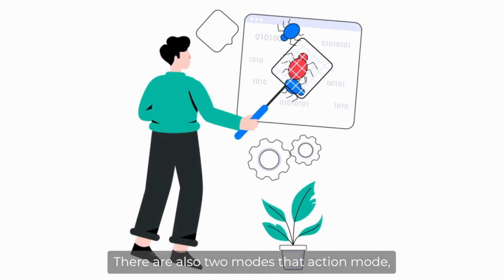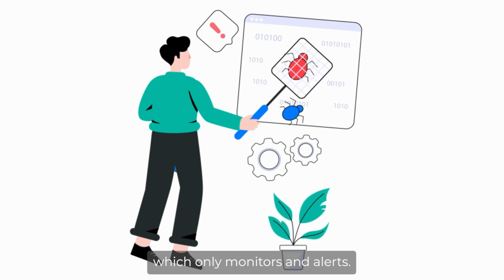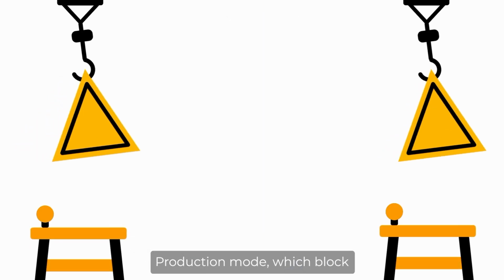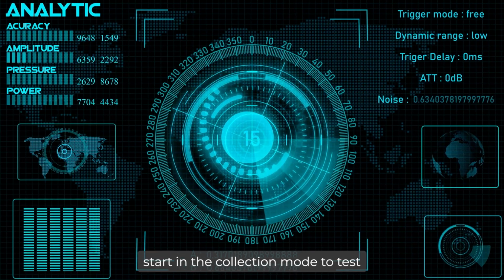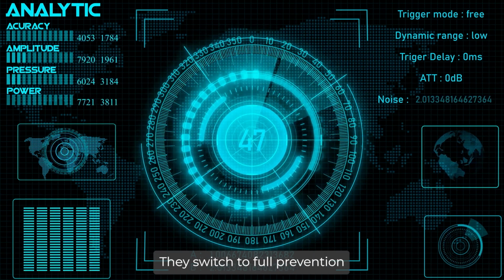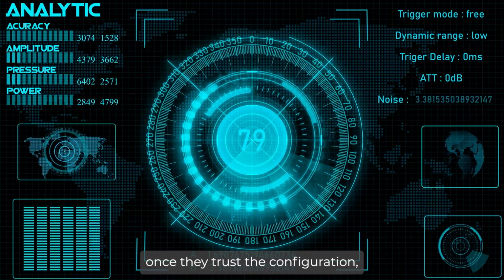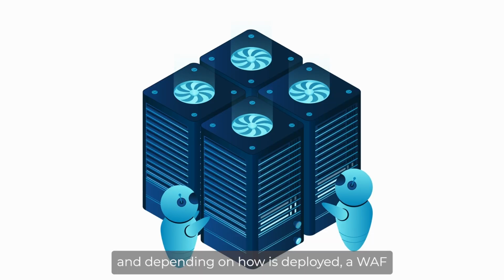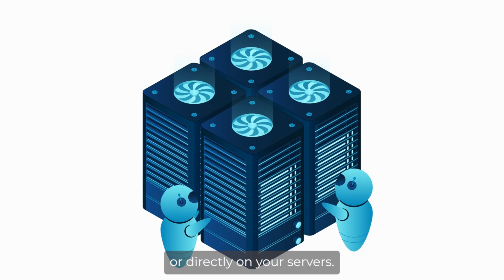There are also two modes: detection mode, which only monitors and alerts, and prevention mode, which blocks suspicious traffic in real time. Many organizations start in detection mode to test what's being flagged, then switch to full prevention once they trust the configuration. And depending on how it's deployed, a WAF can live in the cloud or directly on your servers.